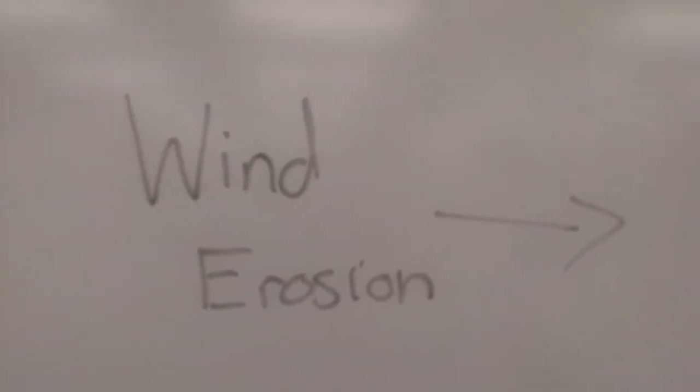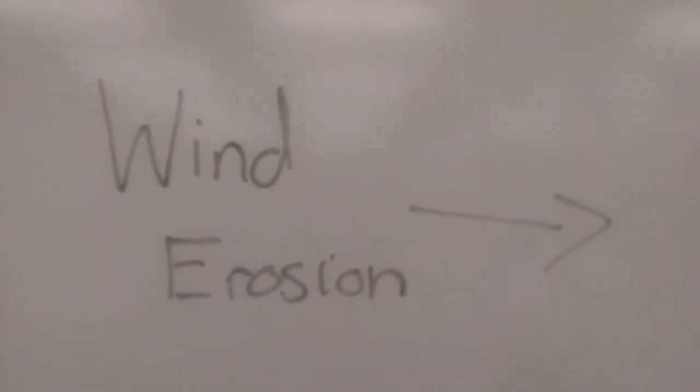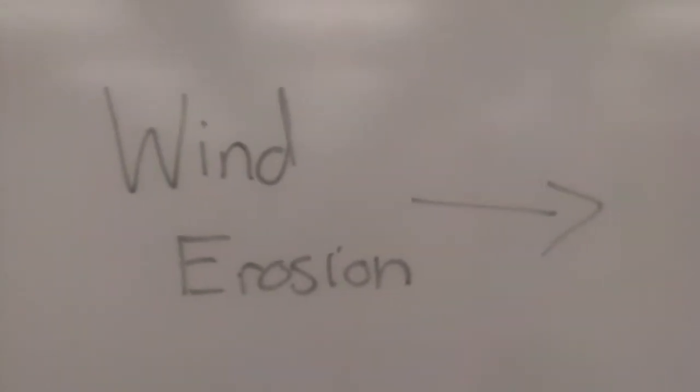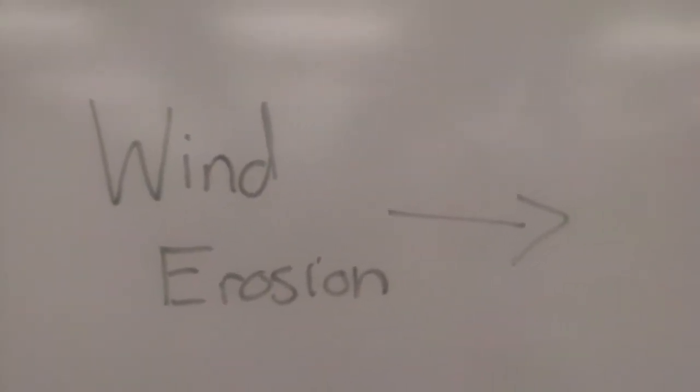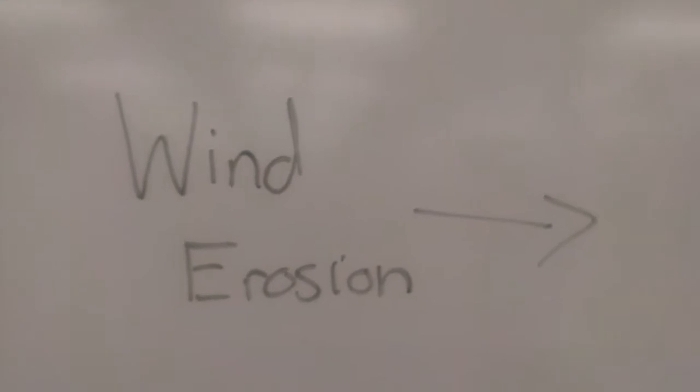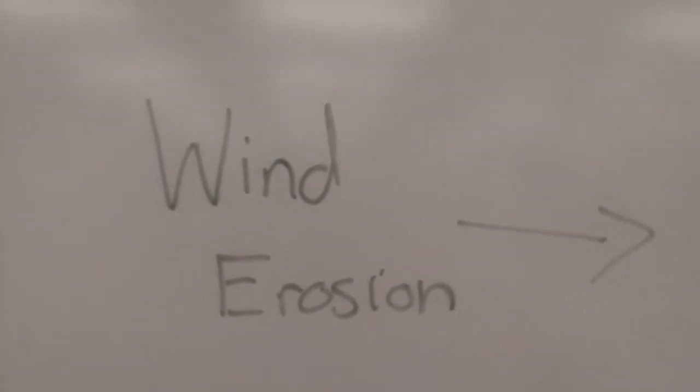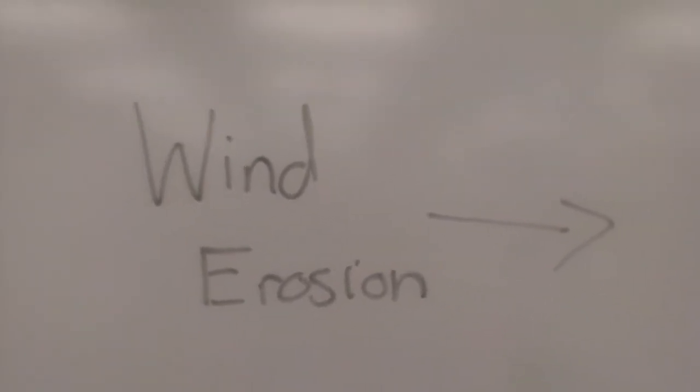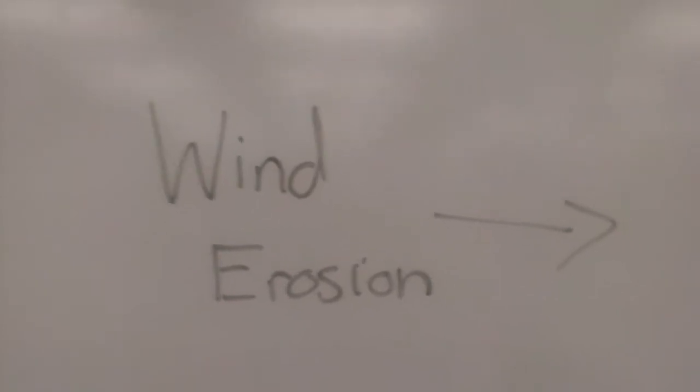Today we're going to be talking about wind erosion. Wind erosion is going to occur in areas where it's pretty dry outside, that or the beach. So we're talking about desert areas and beach areas. When wind blows, it's going to blow the sediments that are on the ground and carry them with it. So there are a couple of ways it can carry it.